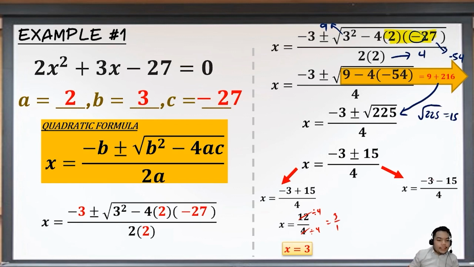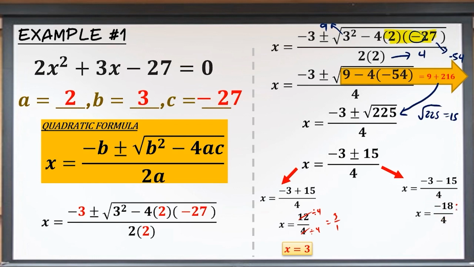Next, negative 3 minus 15. So, yan, negative 3 minus 15. We have, may utang kang 3, nag-utang ka ulit ng 15. Magkano na lahat ng utang mo? Eh, di 18 pesos. So, negative yun. So, we can have negative 18 over 4.